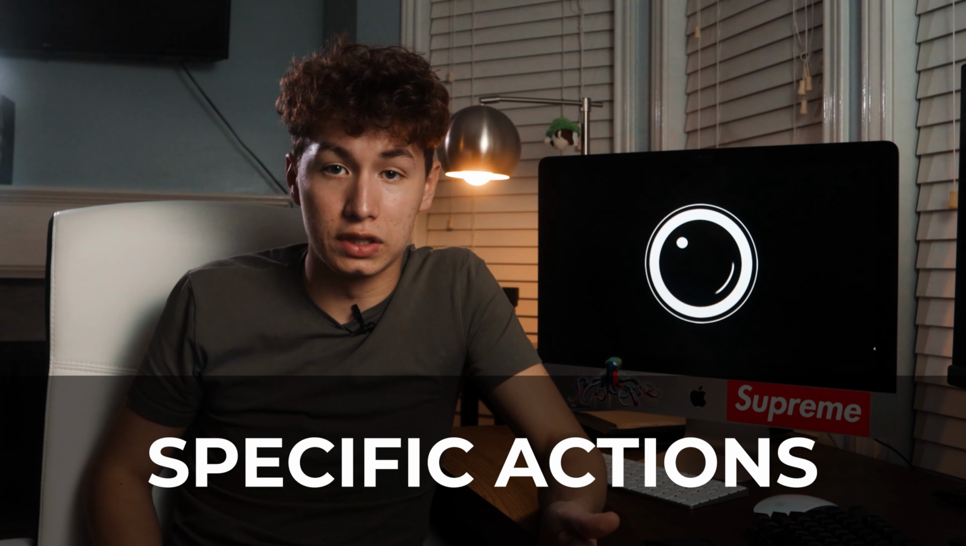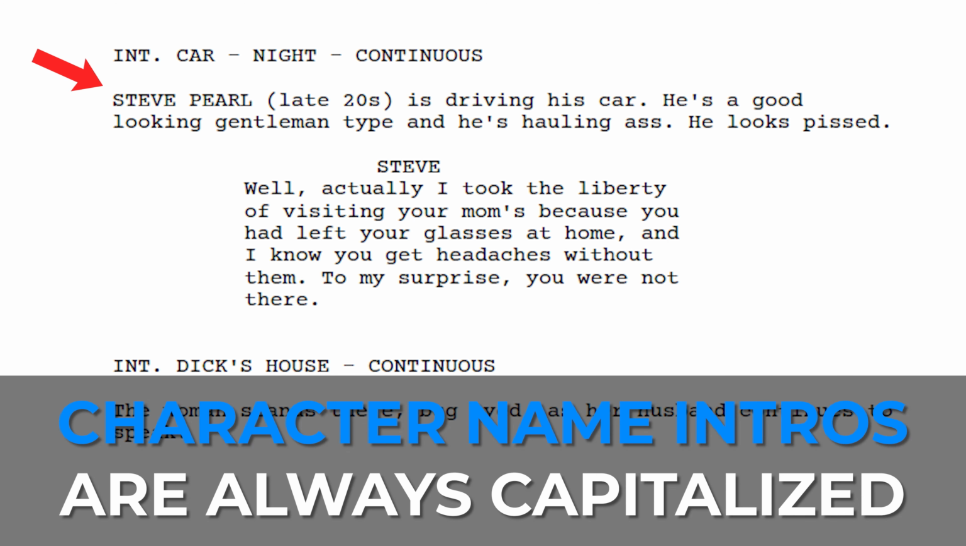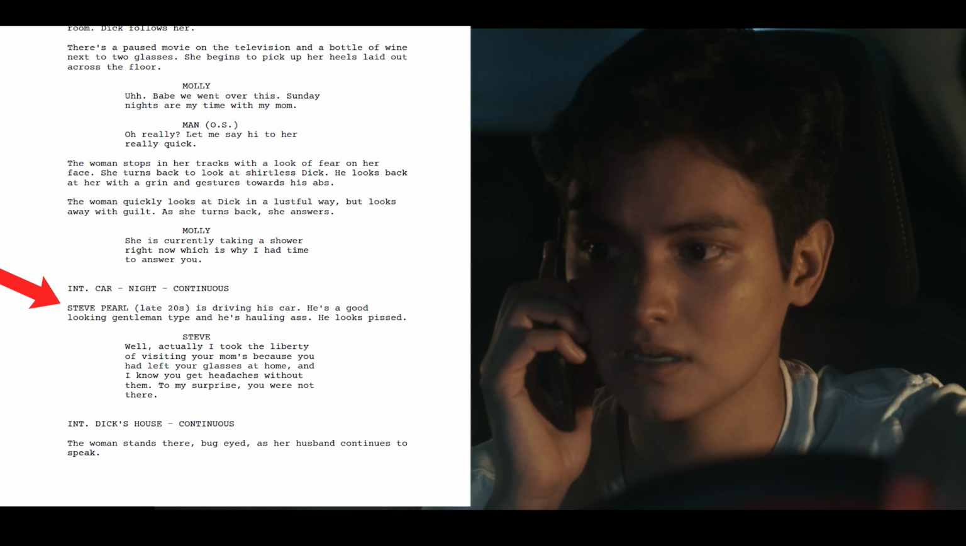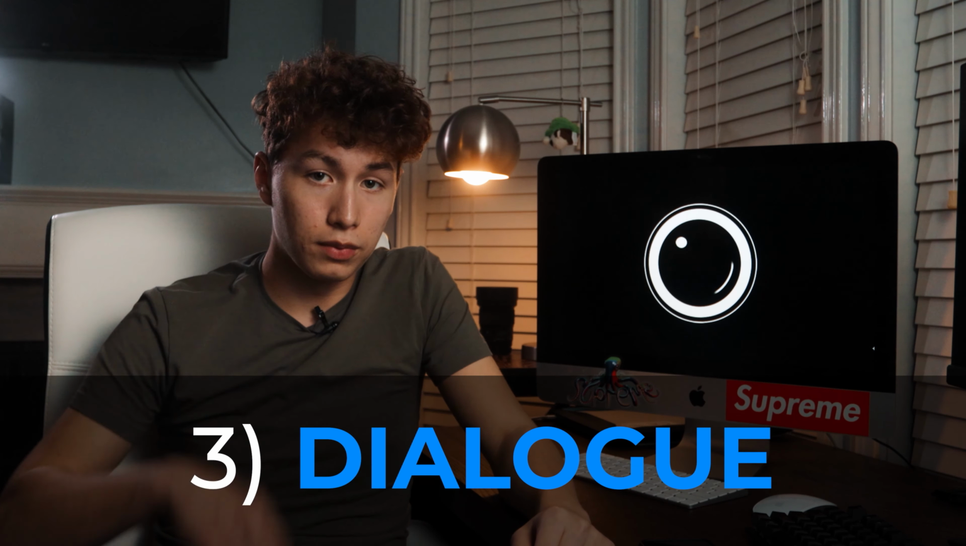Within action lines, some words are capitalized. These words are either props, locations, and/or specific actions. This is done within shooting scripts to help the producers know what is needed to film the scene. However, the other word that is always capitalized is a character's name whenever they are first introduced into the script. A short description of the character is written, such as their age and look, in addition to what they are doing in the scene.